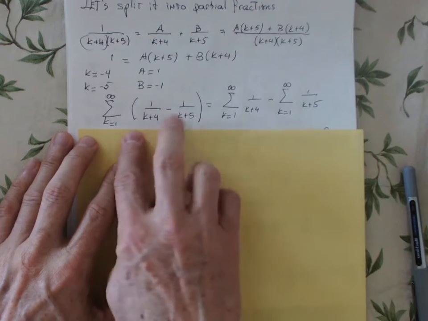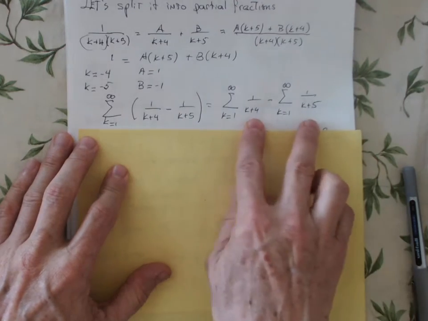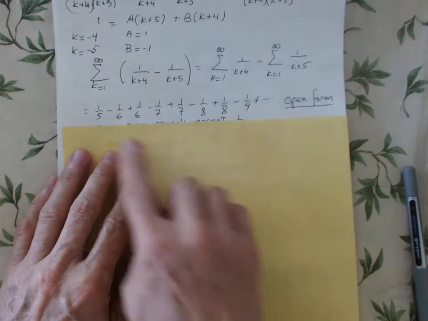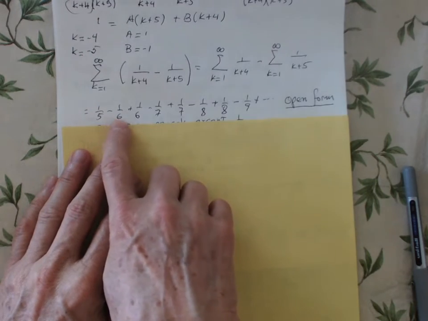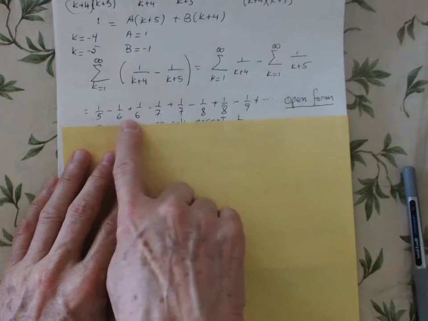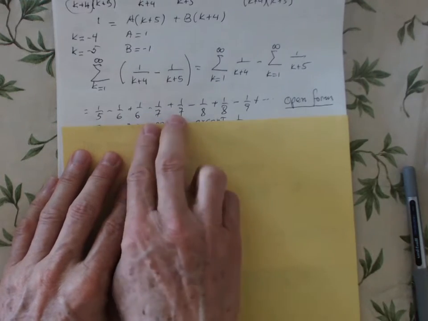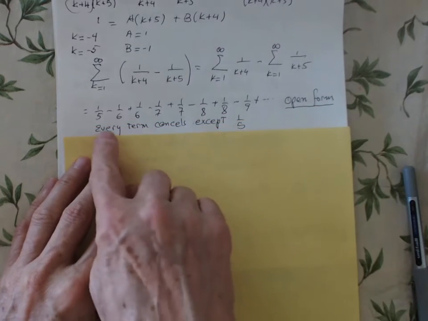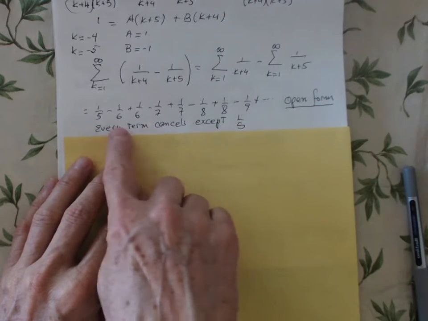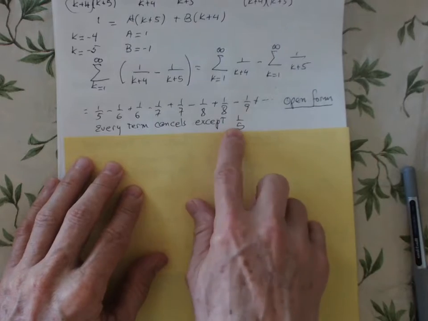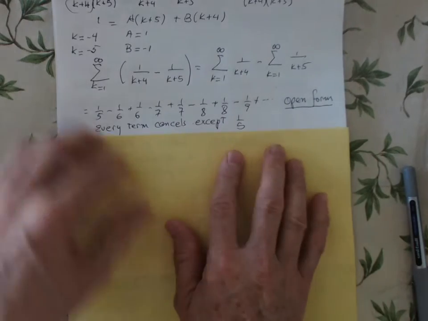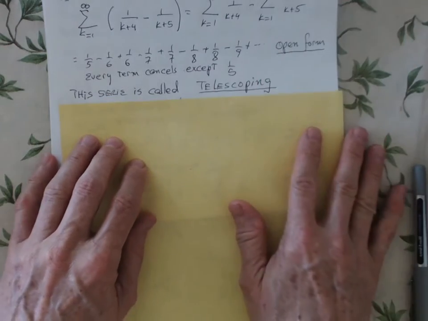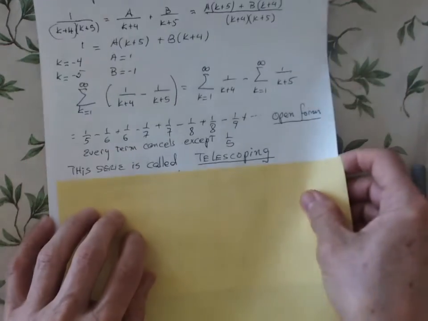So I split it in 2 sigma notation, and when I expanded, I noticed that the 1/6 repeats, one with a positive and one with a negative, and so on, as you can see in the middle. This is the open form, which means every term in between cancels except 1/5. So it means that this particular type of series is called telescoping.